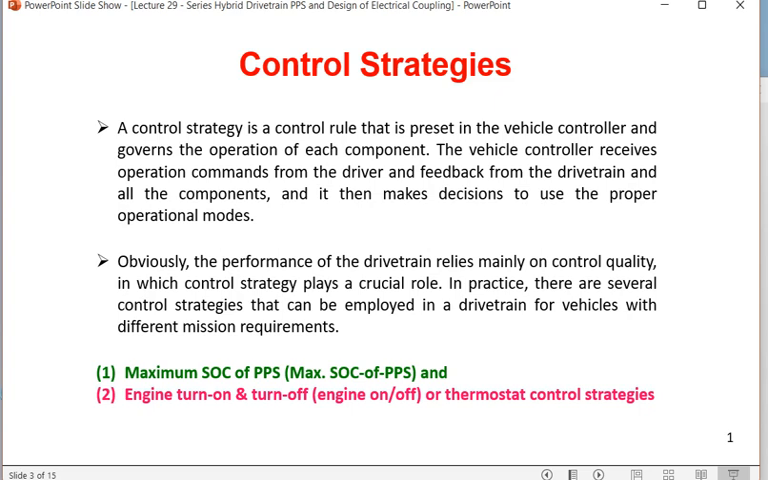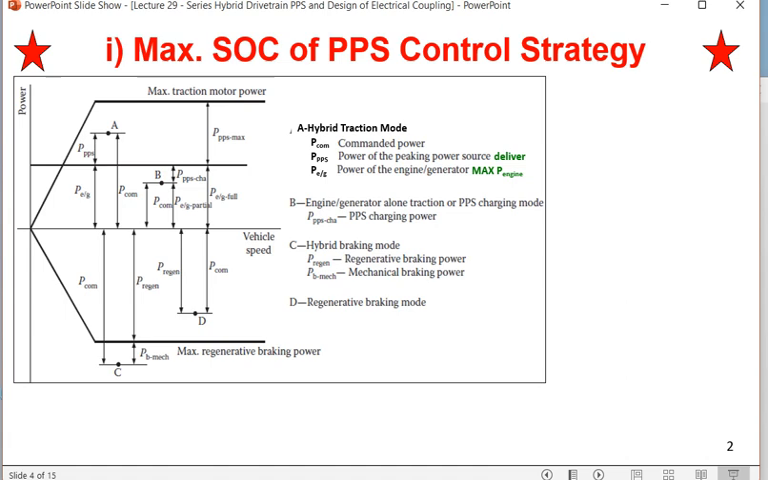Max SOC of PPS control strategy is shown here. You have to produce this diagram in exam. It looks very complicated, but after I explain it in detail, you will find it is not at all complex. It is very easy.